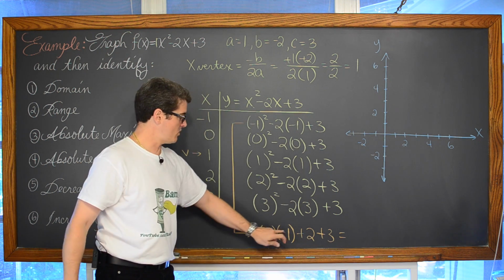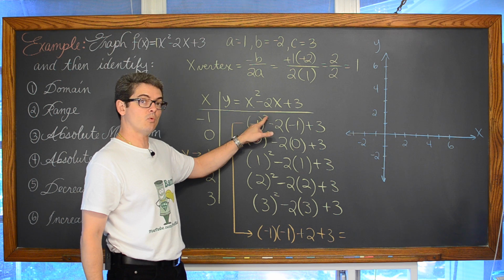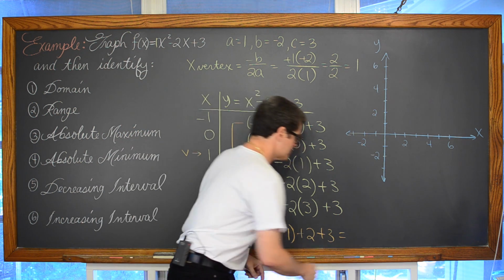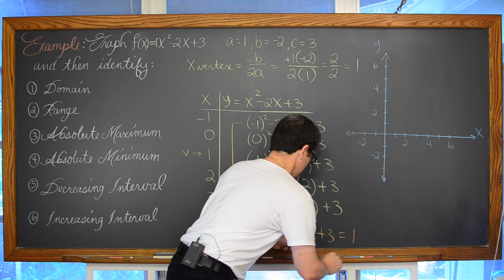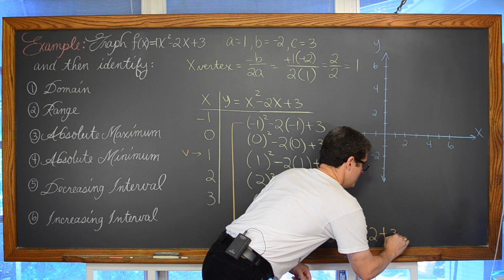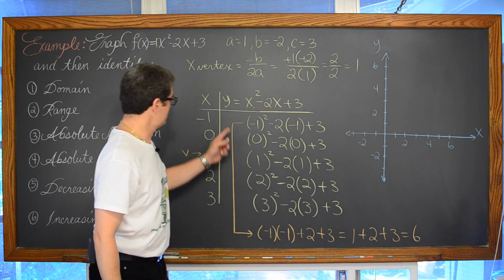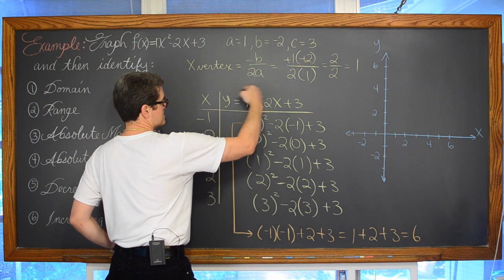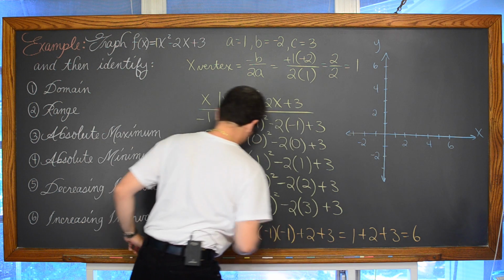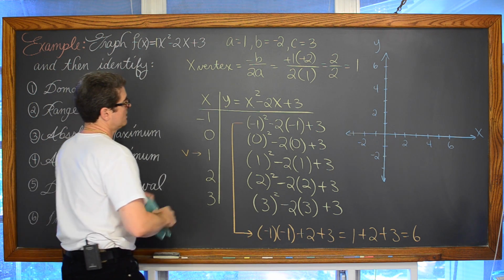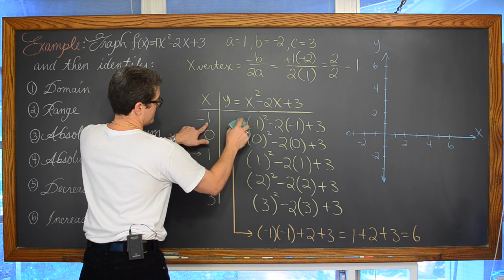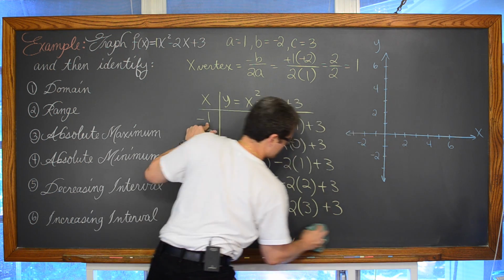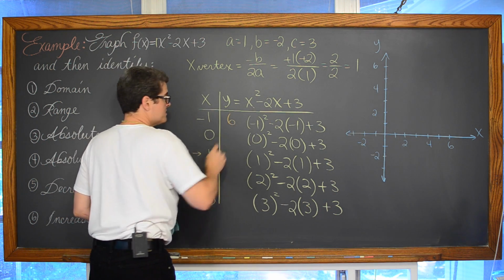Again, -1 times -1, the whole -1 being wrapped in the parentheses and having that power of 2 applied to it, is going to be equal to 1. -1 times -1 is 1, +2, +3, and when you add all that together, you get the y value. Remember, we're going to plug in these values of x and get a y value. So the y coordinate that goes along with the x coordinate of -1 is equal to 6.